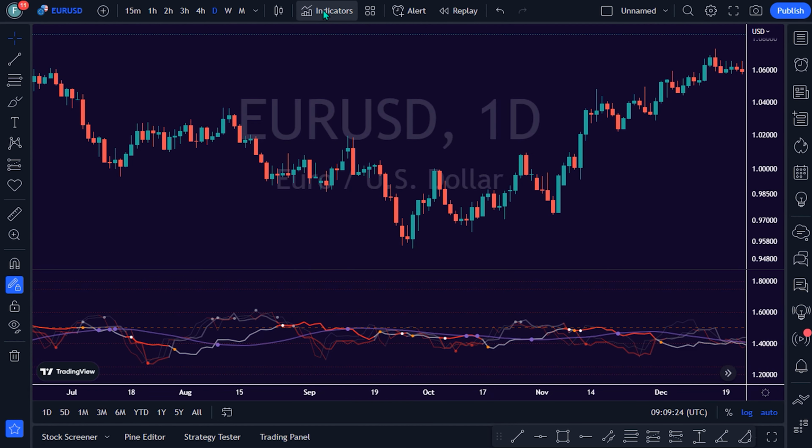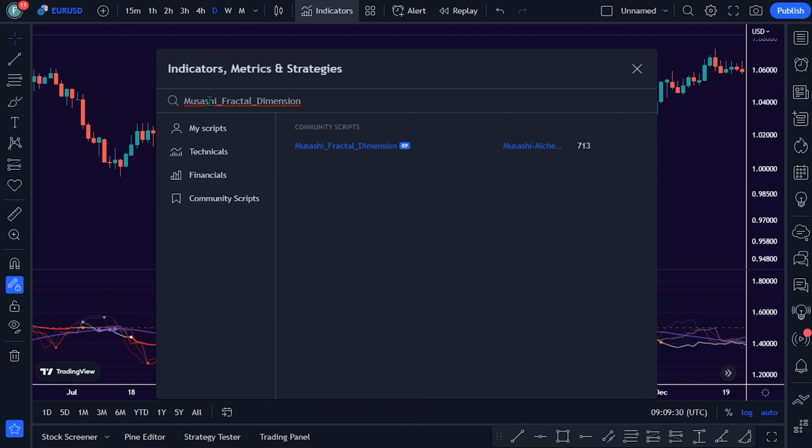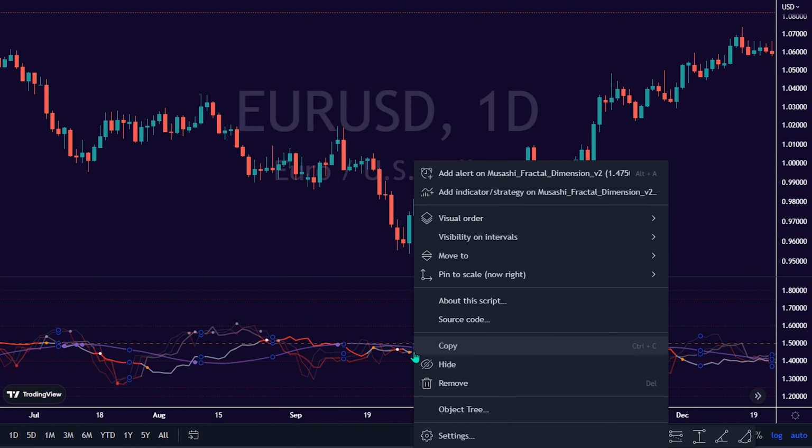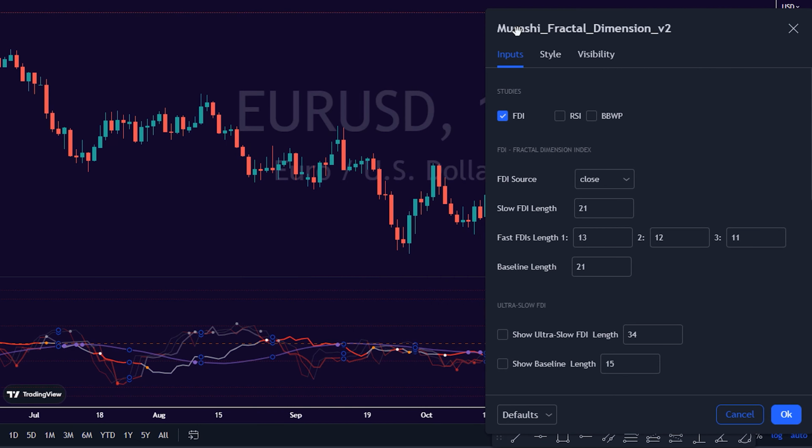To apply the Mushashi Fractal Dimension indicator on the price chart, search the keywords Mushashi Fractal Dimension and select the EP version by Mushashi Alchemist on TradingView's Community Scripts folder. Before I show you how to implement this technical indicator for buy and sell signals, it's essential we check out its parameter settings. By default, FDI is selected. This option provides 3 fast FDIs, 11, 12, 13, plus 1 slow FDI, 21, and their interaction gives useful information.